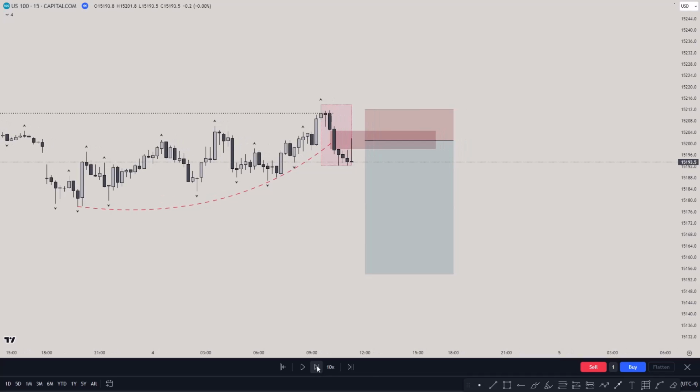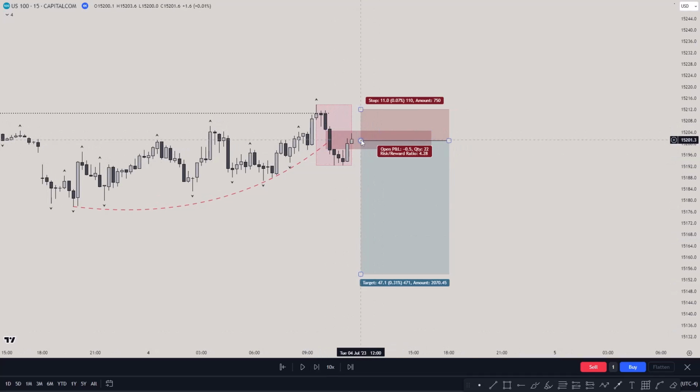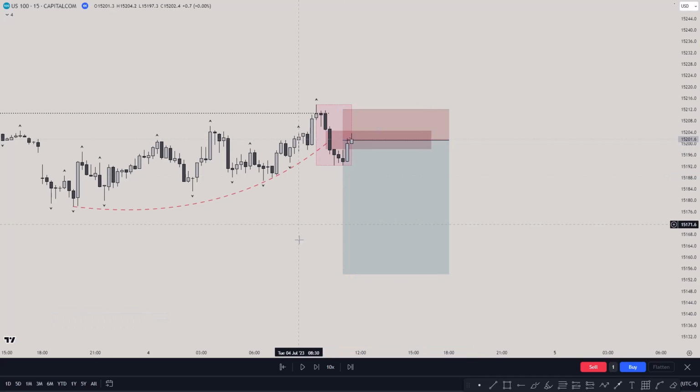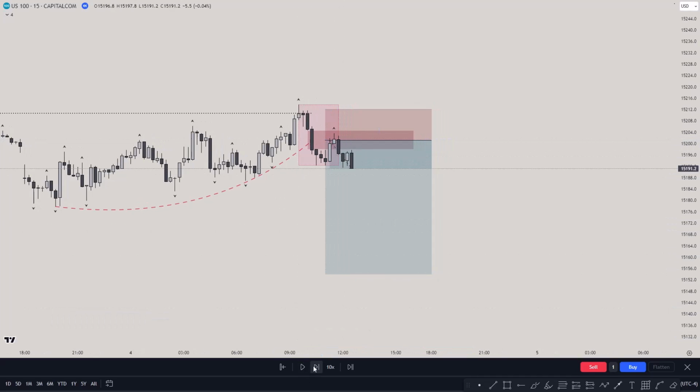So price started to go lower, and we give the entry right here. So we give the entry right here, and price started to go lower.